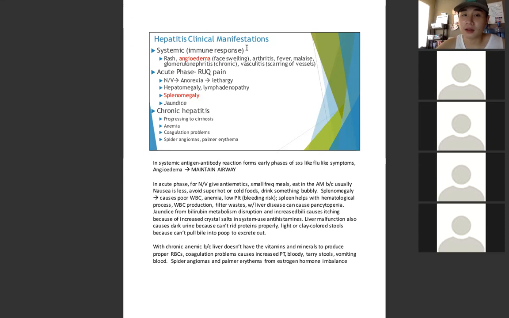These patients with hepatitis will have a systemic immune response reacting to the infection of the liver. They will show rash. Angioedema basically means the face is very swollen. They'll have arthritis, fever, malaise, feeling very tired, glomerulonephritis, which is kidney issues, and vasculitis, scarring of the vessels. Angioedema is one of the hallmarks of hepatitis. You'll see the face very, very swollen.